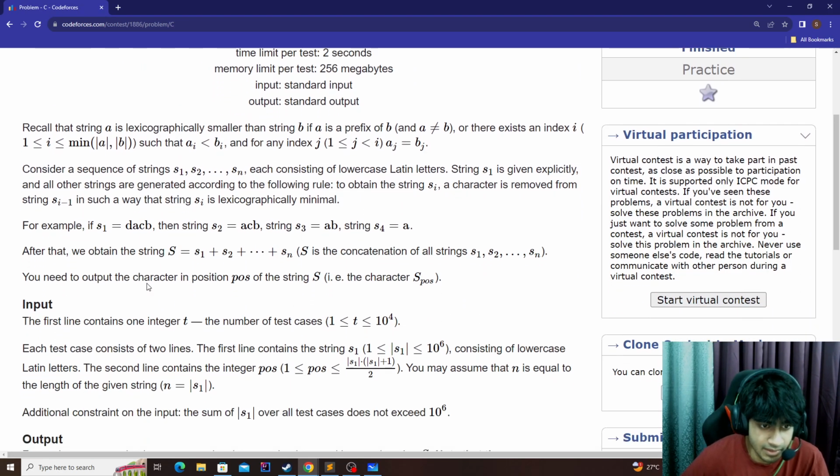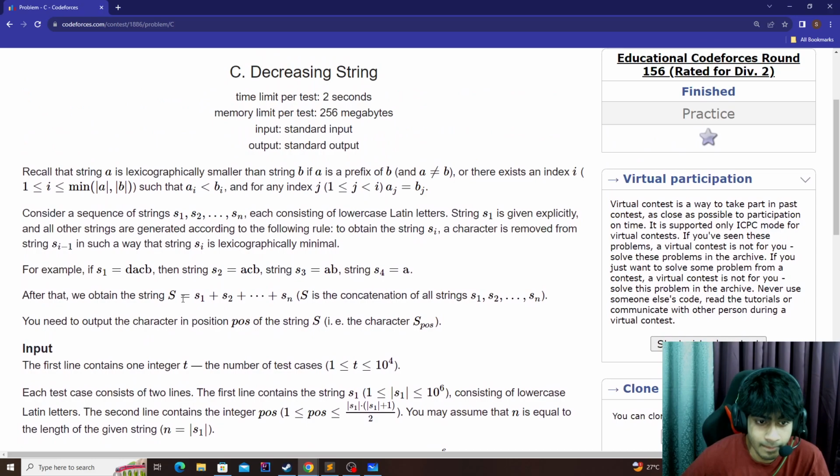Problem C was also a simple problem. I hope you have read the problem. Initially you are given a string. At every point you have to remove a character such that the new string formed is lexicographically smaller. Suppose DACB, you remove D, it becomes ACB, then it becomes AB, then it becomes A. In the end you concatenate all those strings, and then they ask you the position of the character.